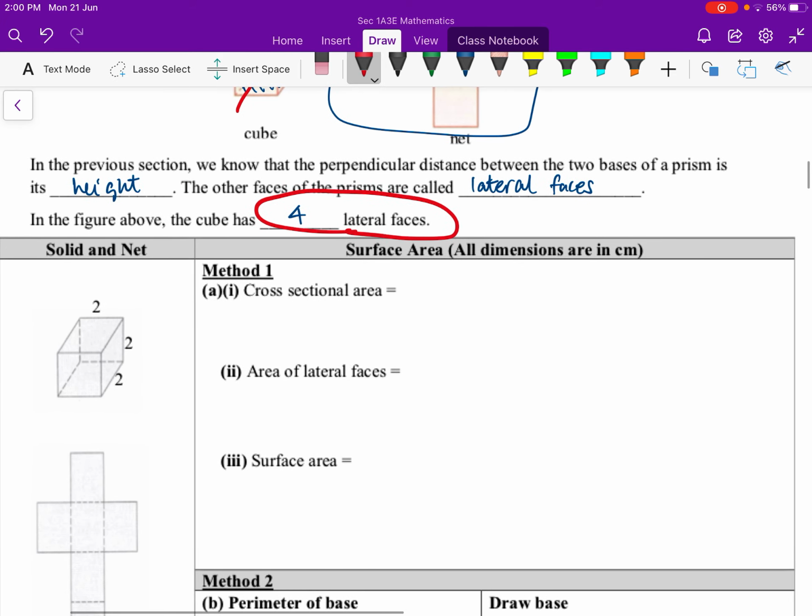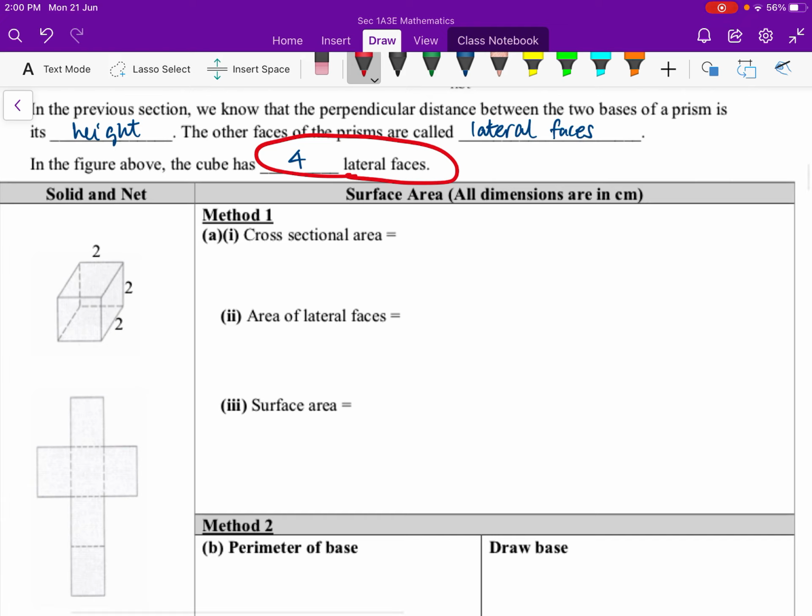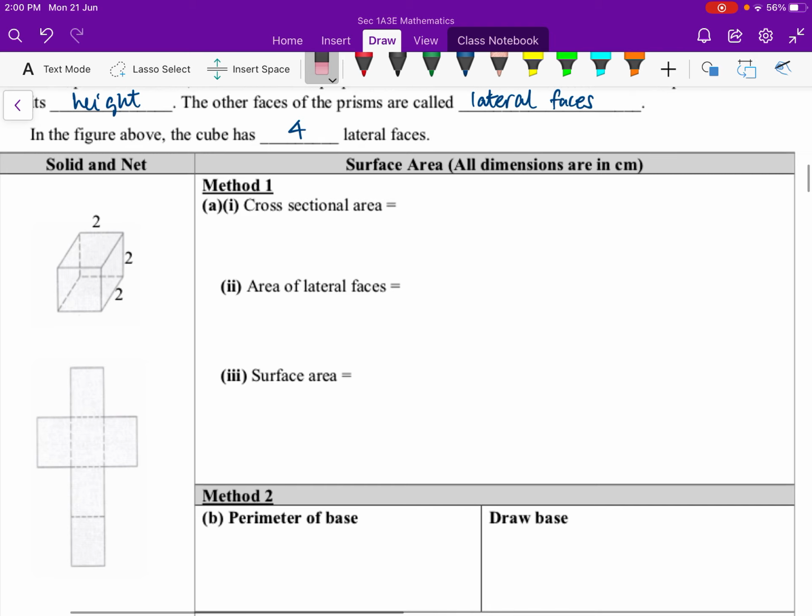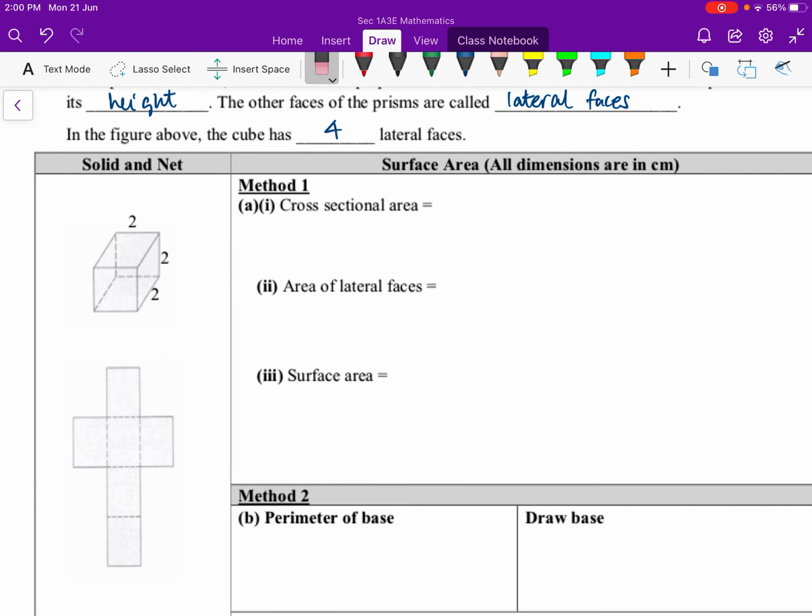So to find the surface area of a cube of length 2, we have 2 different methods that we'll introduce to you. First, we are going to find the cross-sectional area. You can choose the cross-sectional area in this case to be the bottom as well as the top. It doesn't matter because it is a cube. Any face you choose, you have the same area. So cross-sectional area being 2 times 2 gives us 4 square centimeters, because all the dimensions in this case are in centimeters.